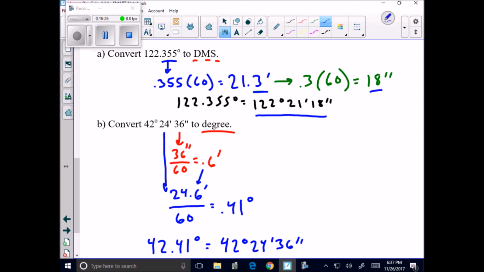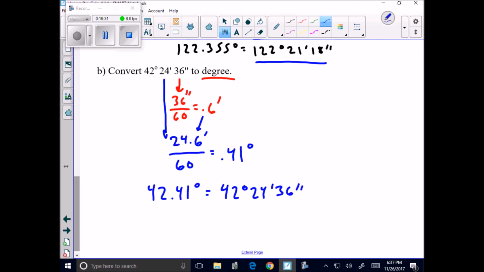All right. Now converting from degrees, minutes, seconds back to degrees, we're going to be doing this process in reverse. So first converting seconds to minutes. Right here we can do that by taking our 36 seconds and dividing that by 60 to get our 0.6 minutes from that 36 seconds. And right here when we divide 24.6 by 60, we get 0.41 degrees. And so we can see that our 42 degrees, 24 minutes, and 36 seconds converts to 24.41 degrees.